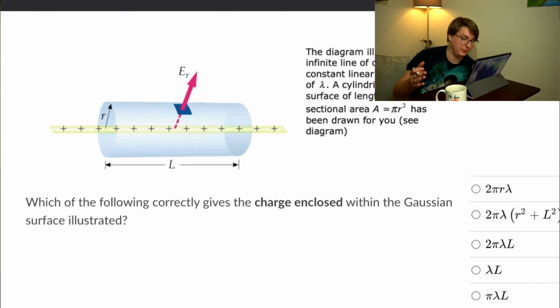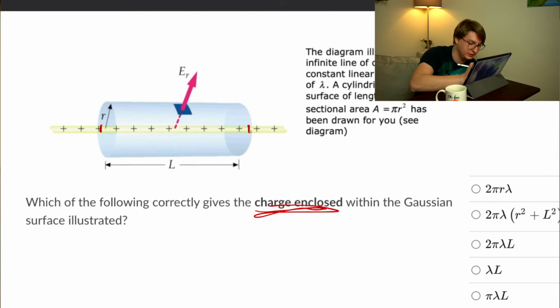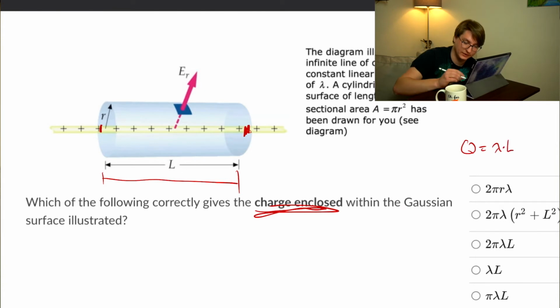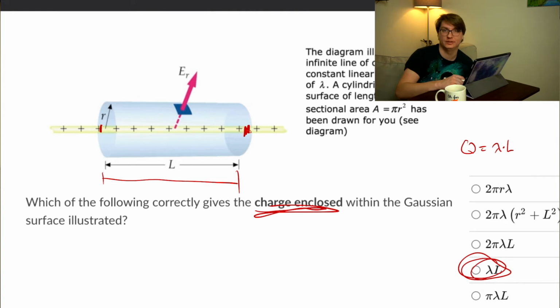Okay, similar problem again, except this time we want to find the charge enclosed. This is actually even simpler. We just need to figure out what's the total charge in between both ends of our surface. This thing has length L, and it has charge per length lambda. So would you believe that the total charge enclosed here would be the charge per length times the length? It's just this. There's nothing complicated, there's no cylinders. It's just how much charge is here. That's all we're asking. So yeah, that's it.